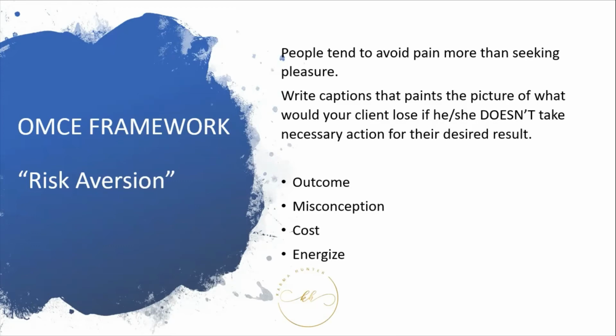So that's why if you write captions that paint the picture of what your audience would lose if they don't take the necessary action, then this becomes something that they're going to be interested in, right? Because they want to get to the desired result, and you're letting them know, hey, this is what's going to happen if you just keep sitting there not taking action. So on the OMCE framework, we're going to talk about outcome. We're going to talk about misconception. We're going to talk about the cost, and we're going to end it with the energize framework again.